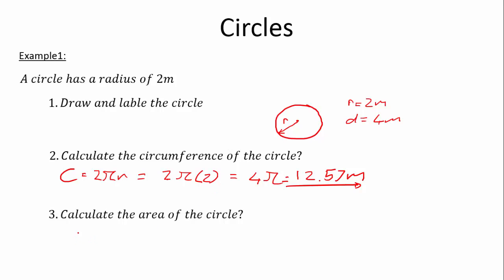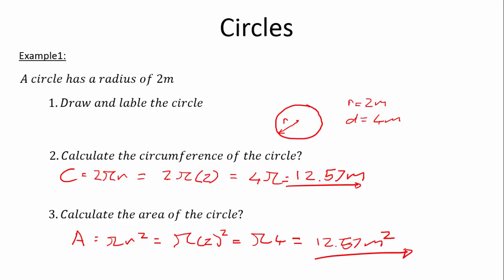Calculate the area of the circle. The area of a circle is equal to pi r squared. What is r squared? In this case, r is 2, so it is pi times 2 squared. Pi r squared is equal to pi times 4. And in this case, it is equal to the exact same 12.57 meters squared.